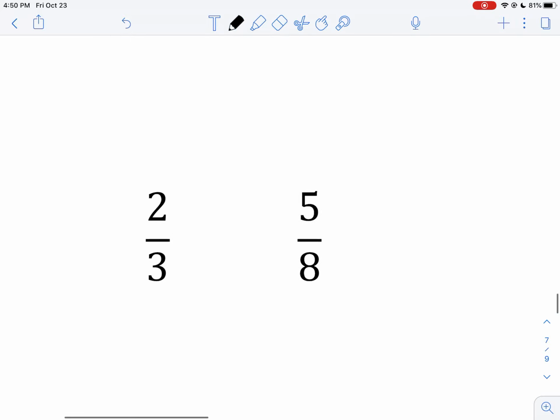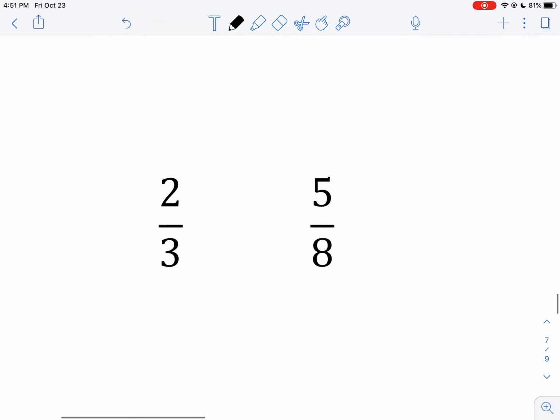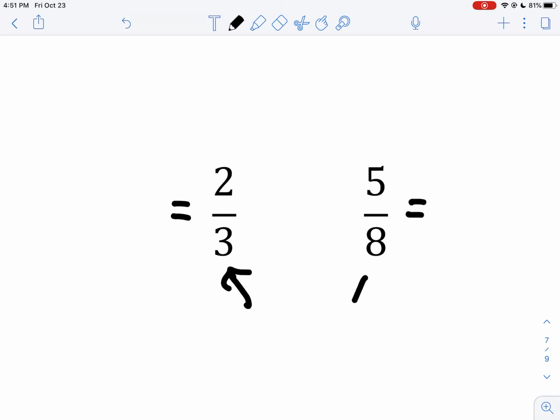2/3 and 5/8. Another strategy is to express these with the same denominator, using this equivalent fractions idea. 3 and 8 are relatively prime. So what we want to do is achieve a common denominator, which is the same thing as finding the least common multiple, which is what we did in last week's unit. And the least common multiple between 3 and 8, since they are relatively prime, you're just going to have to multiply them. And 3 times 8 is 24.